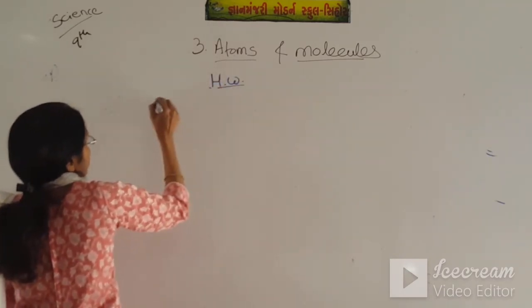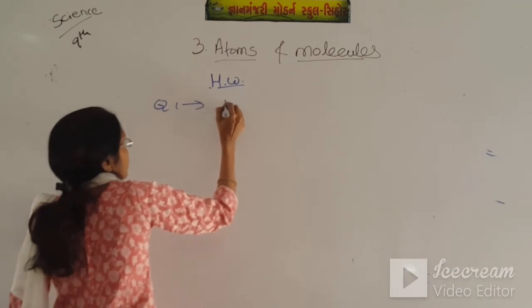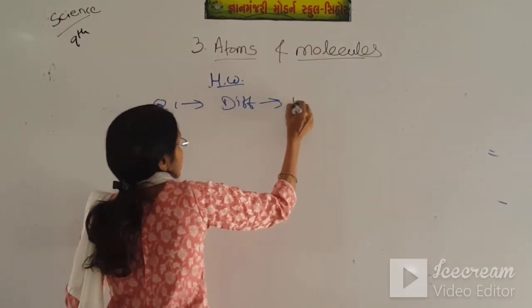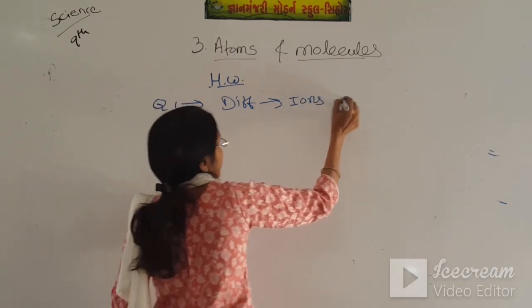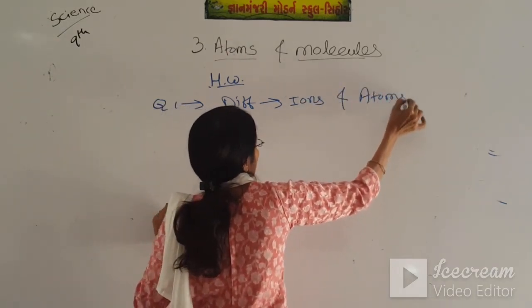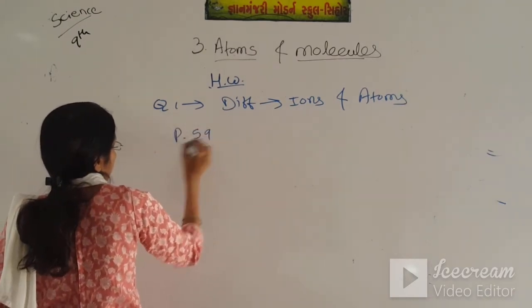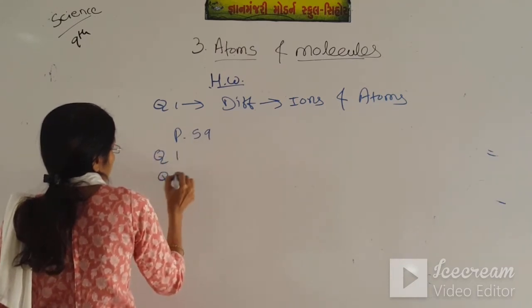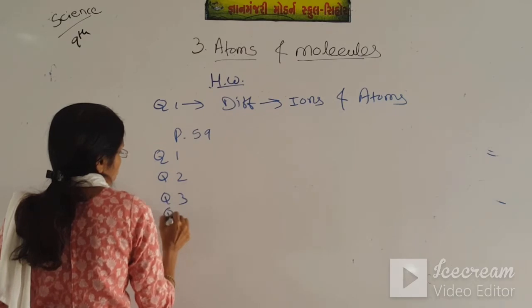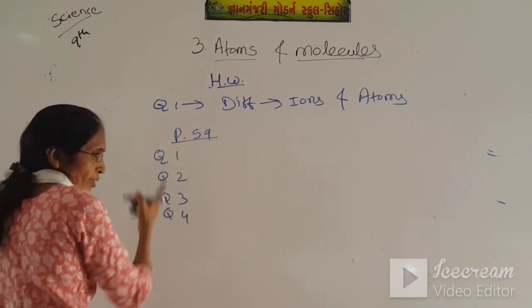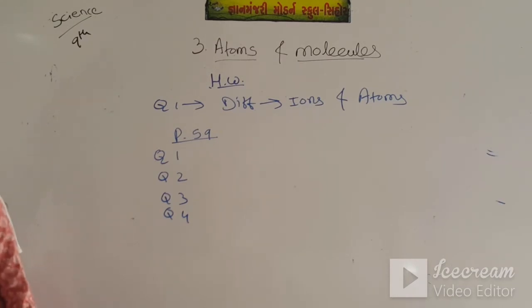Homework question 1, difference between ions and atoms. Now page 59, question 1, question 2, question 3 and question 4. These questions are given on page number 59 of your textbook. And we have solved here, students, each and every question. So you can write it easily, just learn, don't only write.